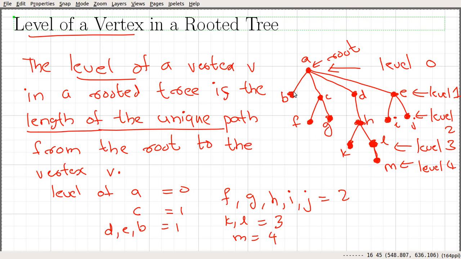So here, all these nodes are at level 1, all these nodes are at level 2, all these vertices are at level 3, and this M is at level 4, and normally the root is at level 0. This is how we define the level of a vertex in a rooted tree: the level of a vertex V is the length of the unique path from the root to that vertex.